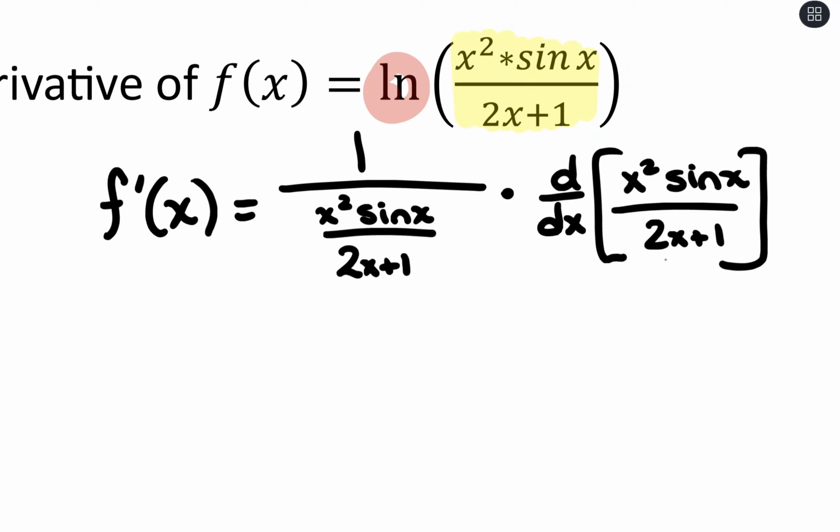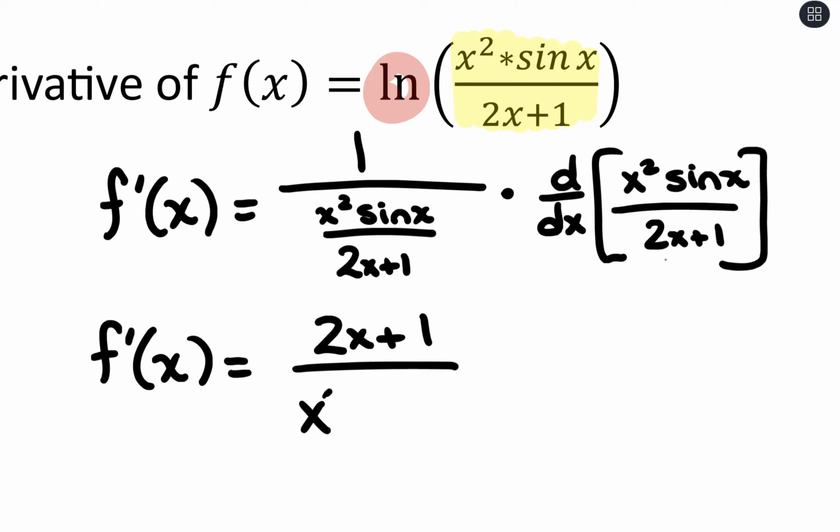Okay, we have a complex fraction on this left-hand side, which we can adjust by multiplying the numerator and denominator by that 2x plus 1. So rearranging that, we'll have 2x plus 1 up in the numerator divided by x squared times sine x.